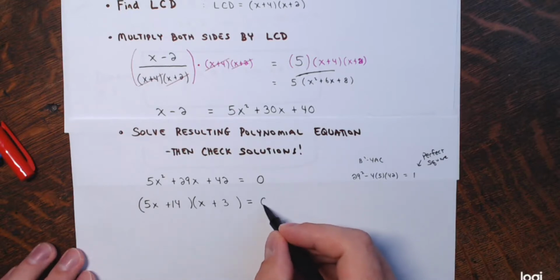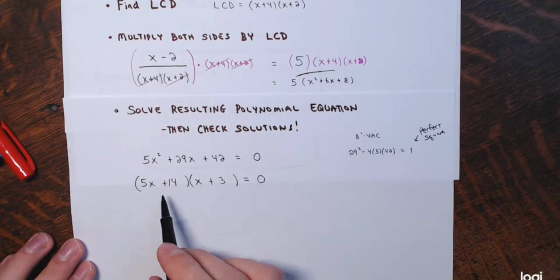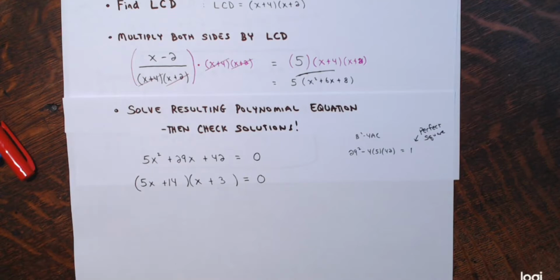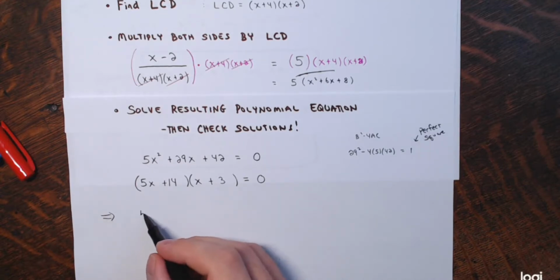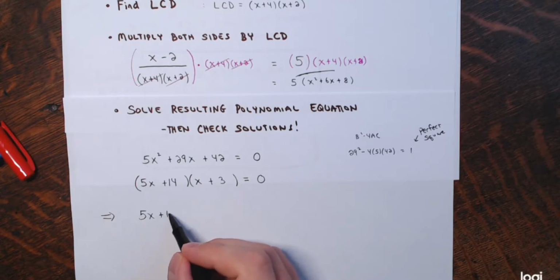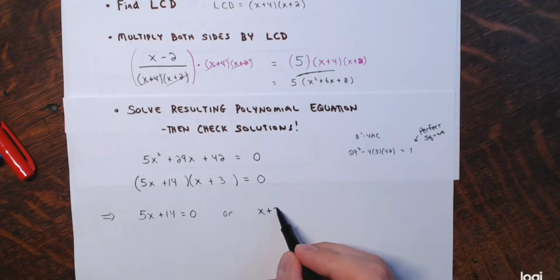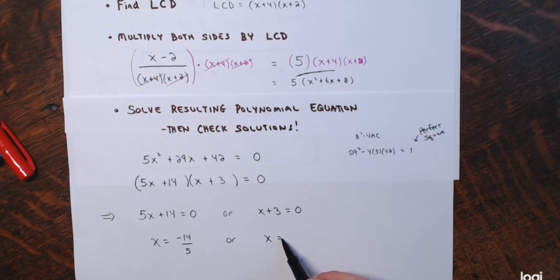Okay, so now I've factored this, and we use the zero product property. Remember, a product is only equal to 0 when each factor is 0. So by that zero product property, either 5x plus 14 equals 0 or x plus 3 equals 0, and we get our solutions. So either x equals negative 14/5 or x equals negative 3.